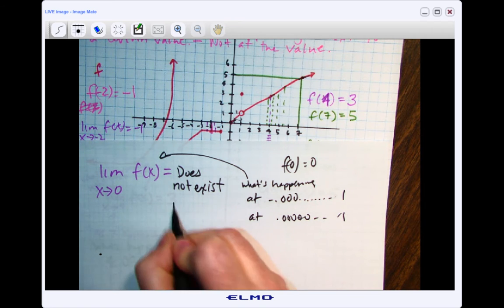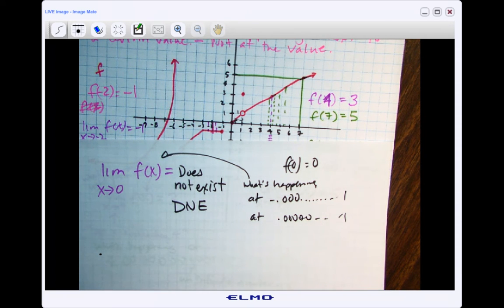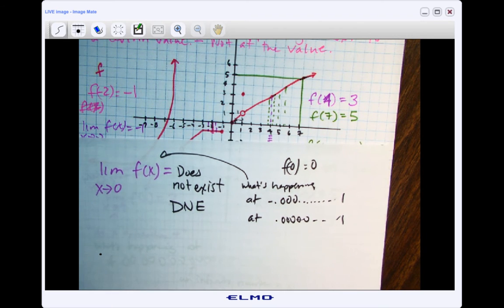Okay, so sometimes we abbreviate it as does not exist. So this one doesn't have a limit at 0 because it's not doing anything right next to 0. So I can't talk about what I'm doing next to 0 if I'm not even around 0. Okay, so that one is it does not exist.